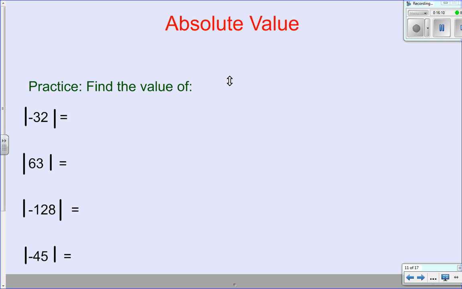I would like for you to pause your recording now, complete these 4, they should go very quickly, and resume when you are ready.